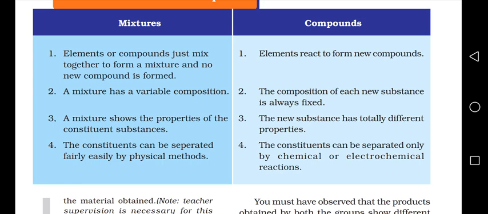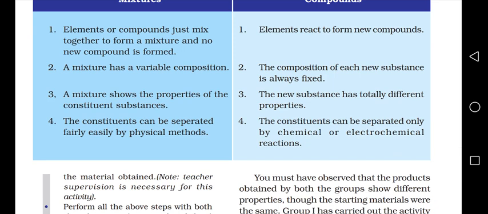It means that only two atoms of hydrogen will combine with one atom of oxygen to form H2O. One atom of carbon reacts with two atoms of oxygen to form CO2. Okay, it will not be CO3, CO4, CO5. It is not possible. So when it comes to forming a compound from elements, the composition is fixed.